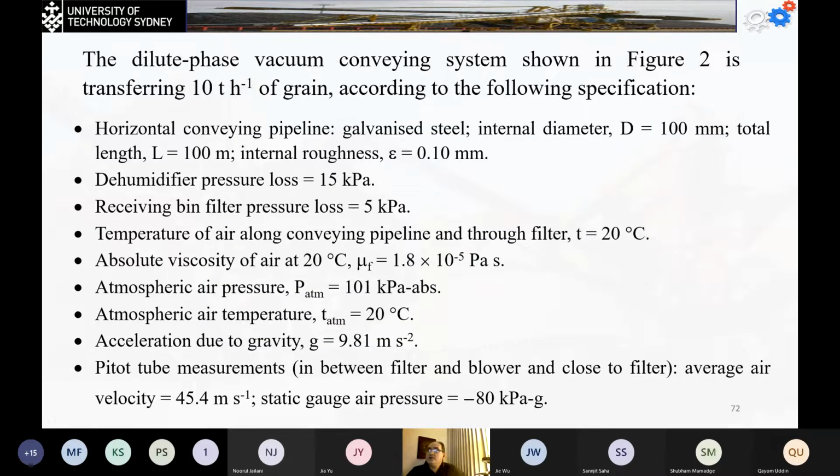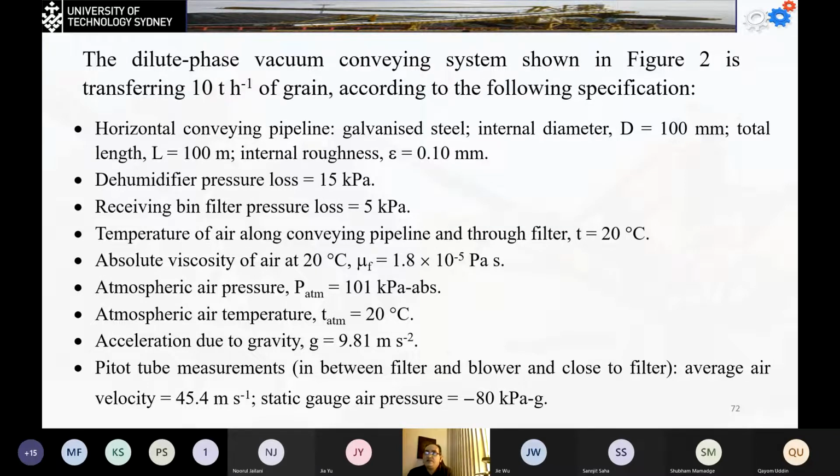We know the dehumidifier pressure loss. So we have a pressure loss through the dehumidifier of 15 kilopascal. The receiving filter pressure loss is going to be 5 kilopascal. So across the filter at the end, we're going to have an extra 5 kilopascal loss. The temperature of the air along the conveying pipeline is going to be a constant 20 degrees.